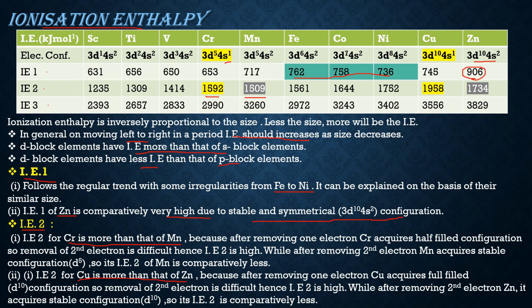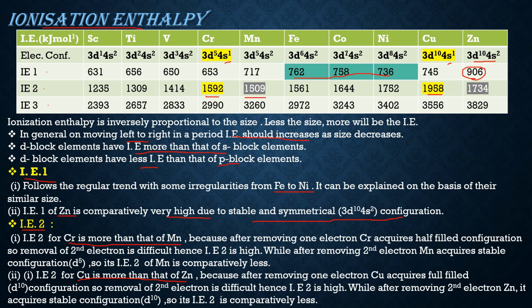Now, the second thing is that ionization enthalpy 2 of copper is more than that of zinc. Now see here, copper has 1958. Again the same reason: after removing one electron from 4s, it acquires the d10 configuration which is stable. So the removal of the second electron is very difficult. Hence the second ionization enthalpy for copper is very high, that is 1958 kilojoule per mole.